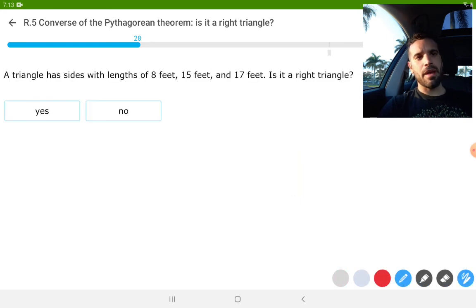That's how you find the converse of the Pythagorean theorem and prove whether or not a triangle is a right triangle.